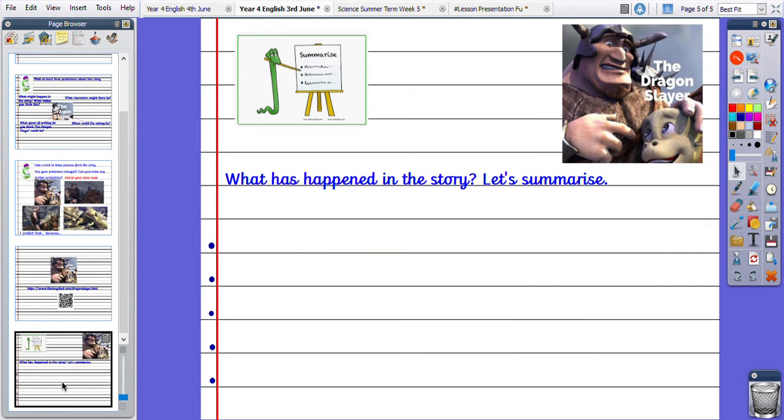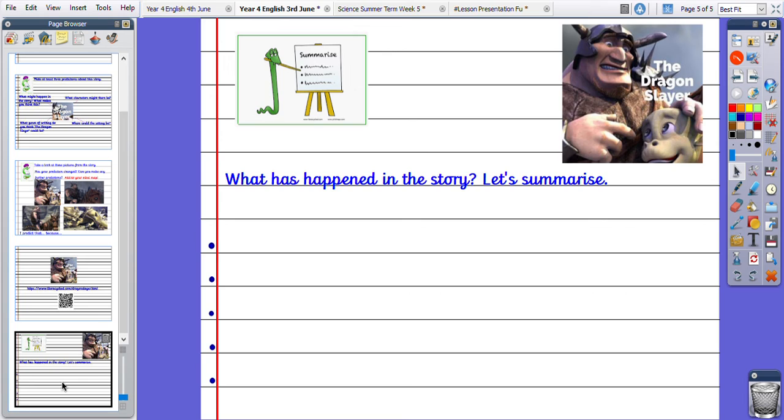Now to finish off today, we're doing a Vipers lesson, so lots of reading and prediction and summary. The last task you are going to do is summarise what has happened. So with a summary, we need to remember that it has to be in chronological order, in time order. So I want you to tell me 5 points to summarise the story.